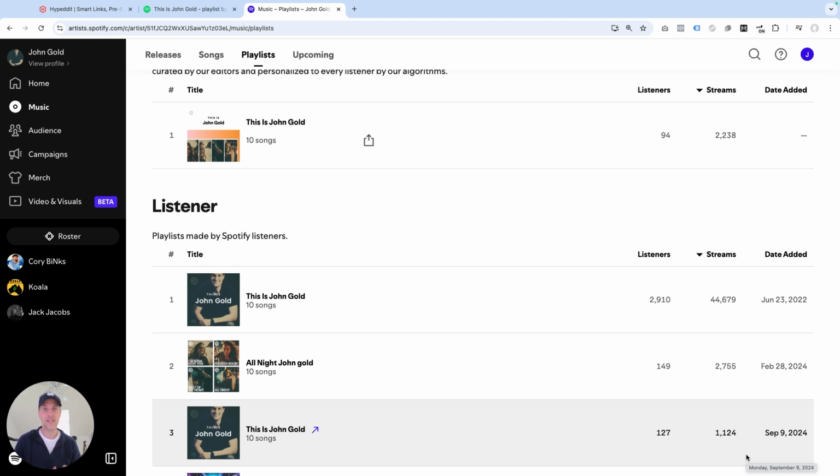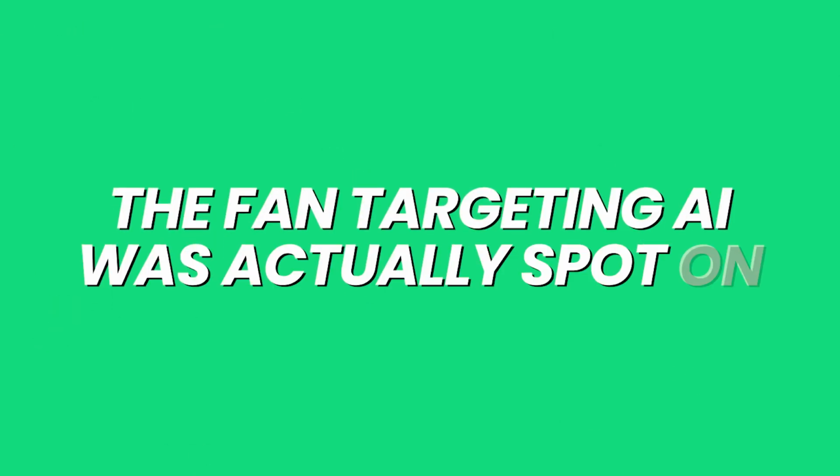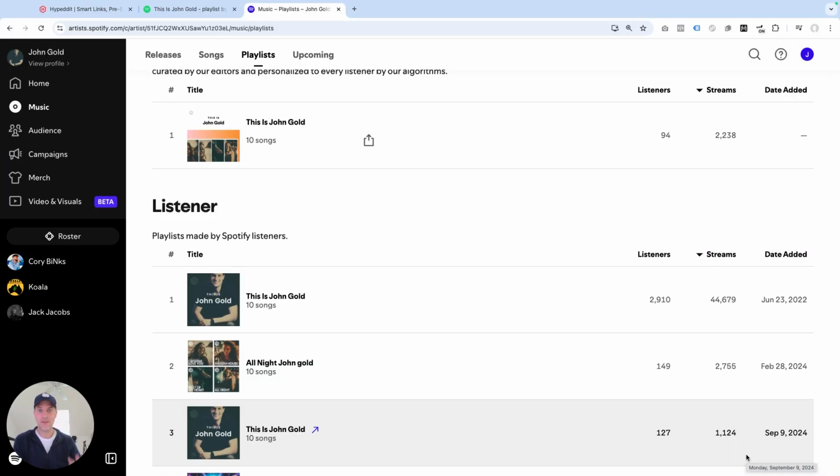And so what that means to me is that the fan targeting AI was actually spot on. Not only did it generate an interest that got me, quote unquote, cheap clicks, but wouldn't have gotten me any results in Spotify, but there's actually some amazing signs of engagement here in Spotify right off the bat.